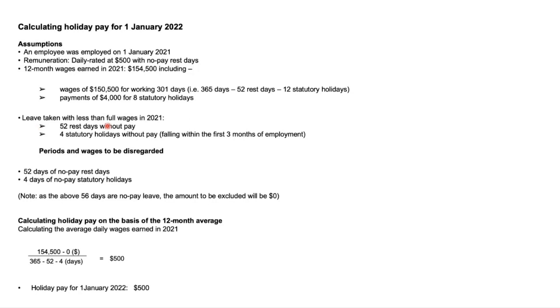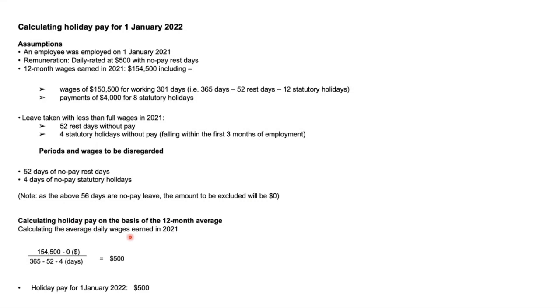Okay. So leave taken with less than full wage in 2021 is basically 52 days of rest day without pay and the 4 statutory holidays without pay, falling within the first 3 months of employment, right? So period and wages to be disregarded basically is the 52 days of no pay rest days, 4 days of no pay statutory holidays. So these are the ones which will be disregarded. So note, as the above 56 days are no pay leave, the amount to be excluded will be nothing, right? Because it's all a no pay leave.